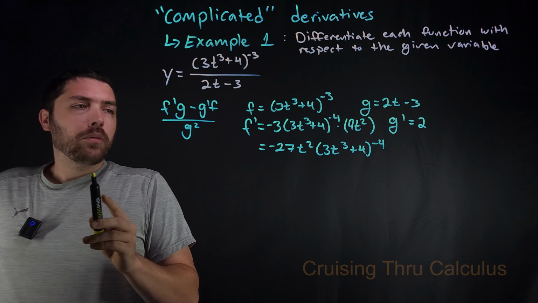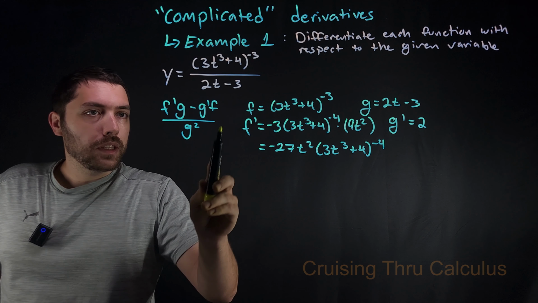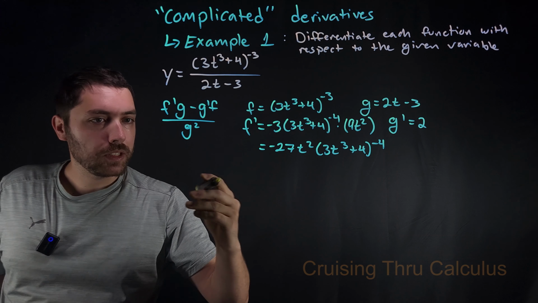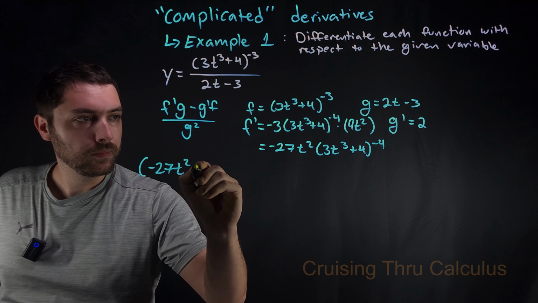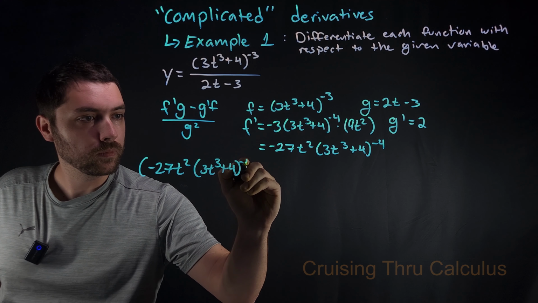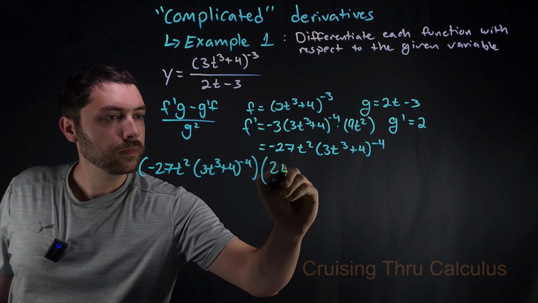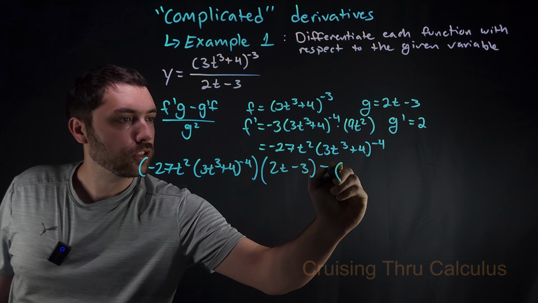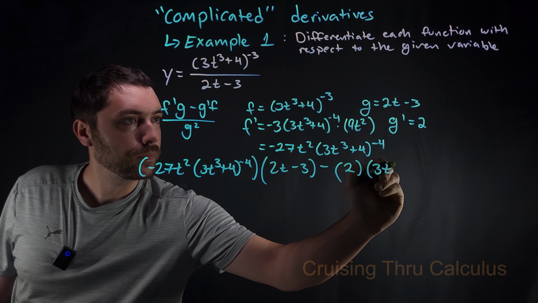All right, now we found the derivative of the top and bottom pieces. Let's put them into this formula here and see what we get. Okay, f prime is going to be this piece here. Okay, then we need g minus g prime, so that's just 2, and then f is this piece here.